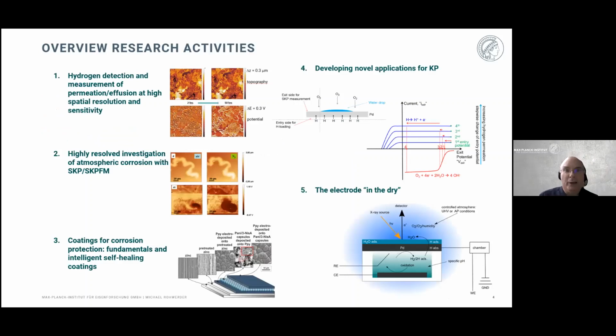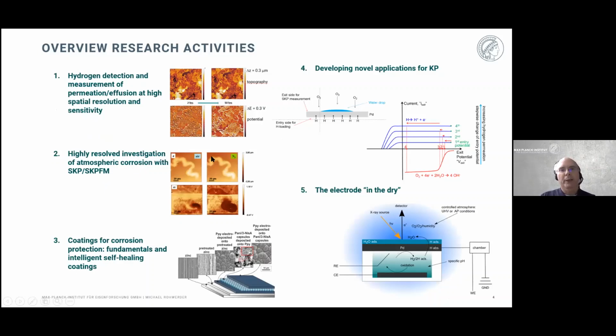What we do is hydrogen detection, one important topic of my research. So that is the talk of today, of course. And then we work with corrosion. So one big topic is also use of Kelvin probe technique, SKP, SKPFM. SKPFM is an AFM-based Kelvin probe technique. For example, for looking for galvanic corrosion coupling.